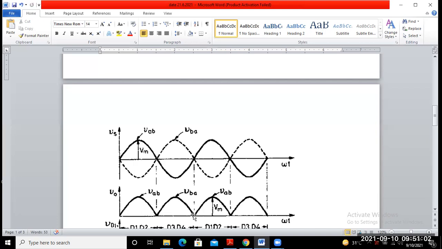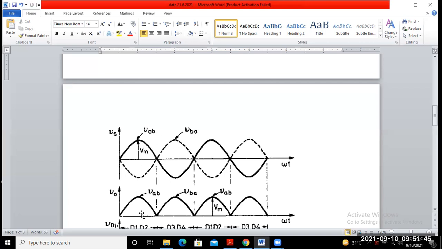Again from this point the diodes D1 and D2 become forward biased, as you may see from this waveform. So in the positive half cycle, from 2 pi to 3 pi, diodes D1 and D2 again become forward biased. So you will get the voltage VAB from 2 pi to 3 pi, and again the same thing repeats from 3 pi to 4 pi, that means VBA. This is the maximum voltage of the input supply voltage, represented by Vm.